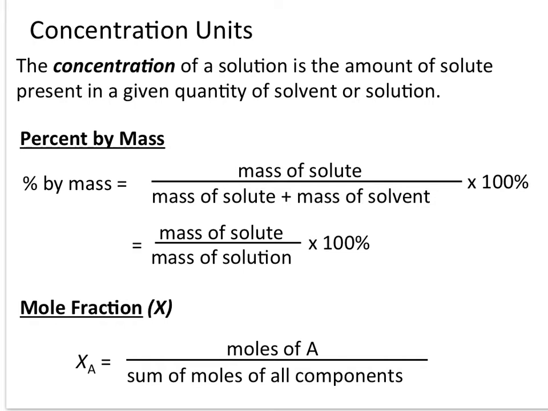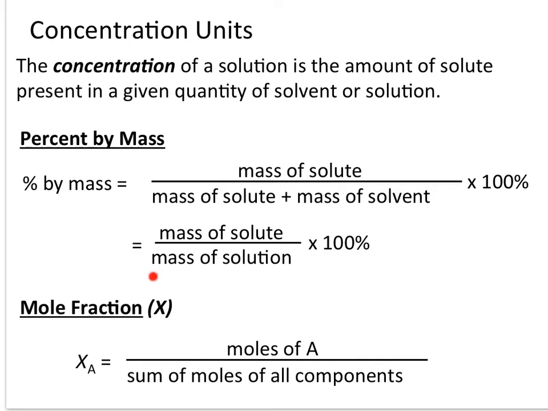And basically the way percent by mass is calculated is you take the mass of the solute and you divide by the mass of the solute plus the mass of the solvent and multiply by 100. So basically the mass of the solute divided by the mass of the solution times 100, and that gives you your percent by mass, or your mass percent.